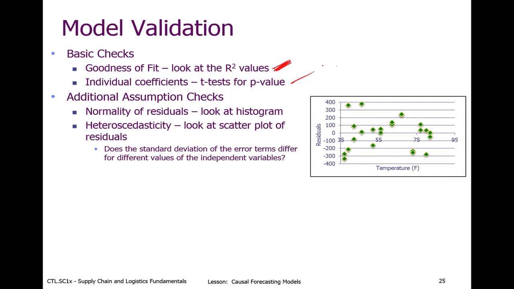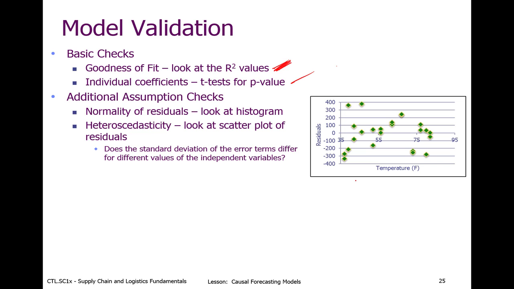But you should also look at something called heteroscedasticity. It's a complicated word, but all that it means is, as the range of my variables changes, does the standard deviation of the error term differ? And so what I have here in this chart is the temperature. This is model 1's residuals, and the temperature goes from 35 to 95, and on the vertical axis are the residuals for each of those observations.